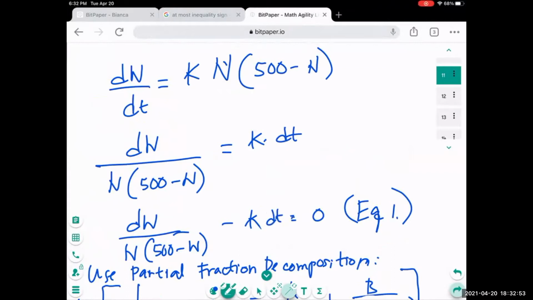And DJ is already here. So I'll give him again the floor to show his solution. DJ, you can continue your solution if you can share your screen, please.